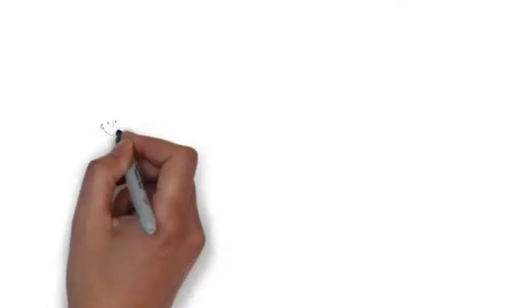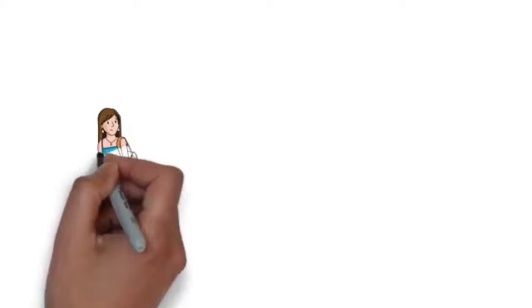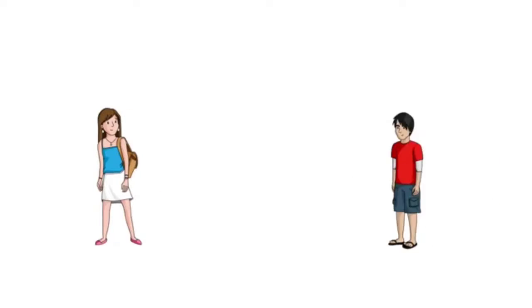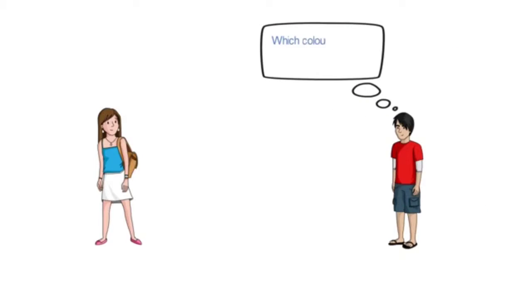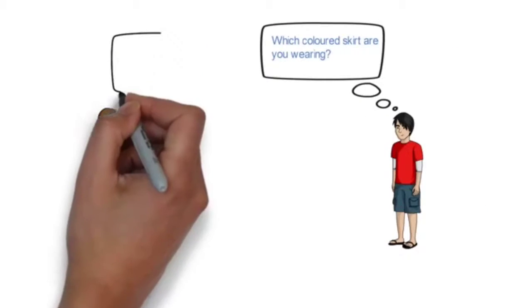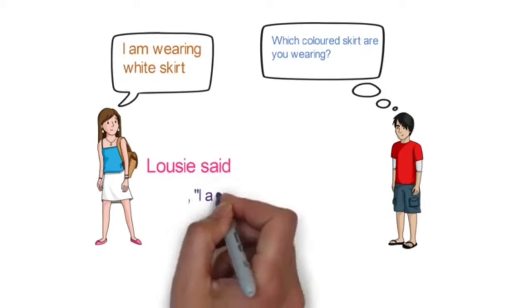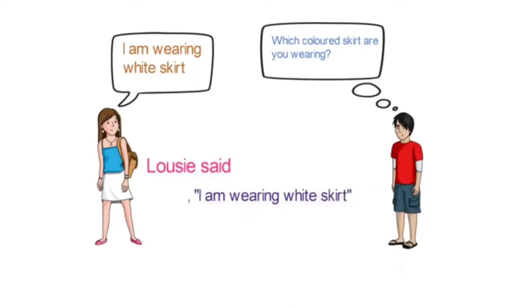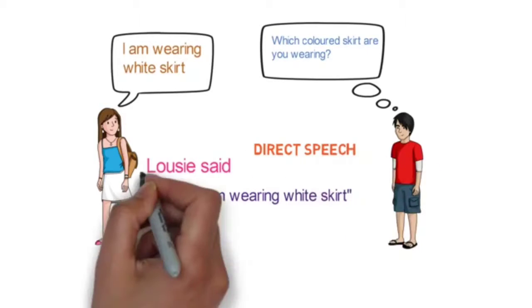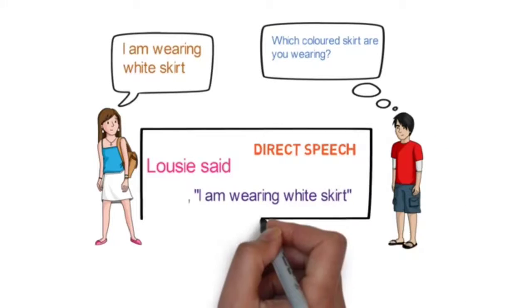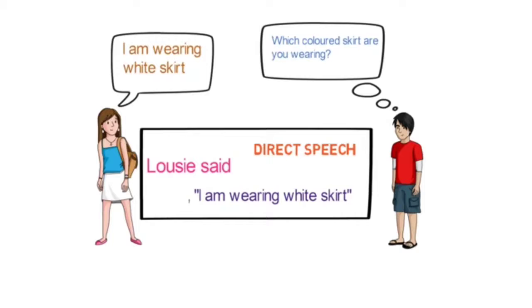Let's see one more example. Lucy was wearing a skirt. Rajesh asked Lucy, "Which colored skirt are you wearing?" Lucy said, "I am wearing a white skirt." Now if Rajesh wants to report what Lucy said, he will say, Lucy said, "I am wearing a white skirt." This is direct speech, children. And Lucy said is the reporting verb and I am wearing a white skirt is the reported speech.